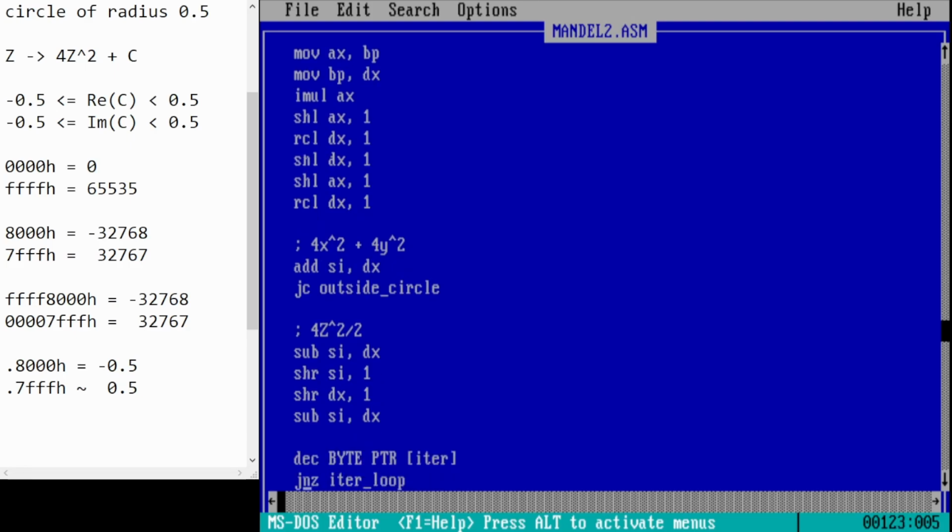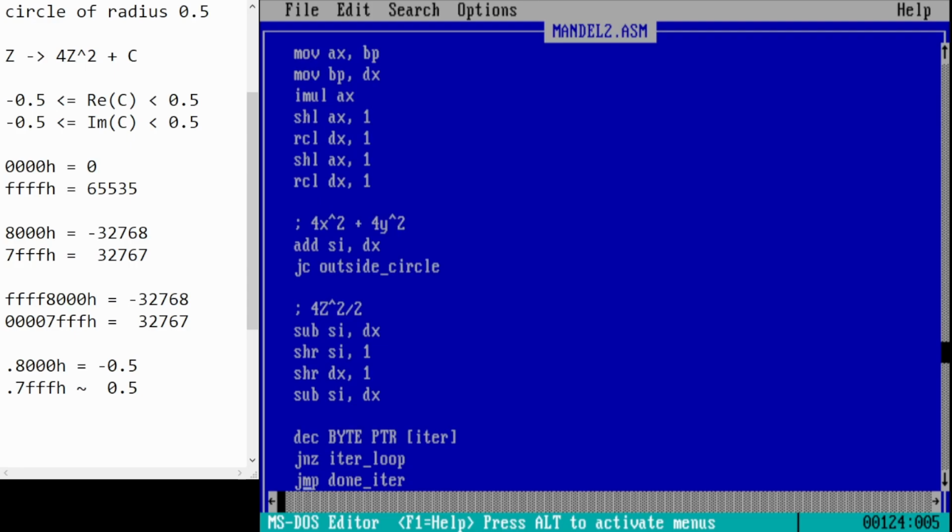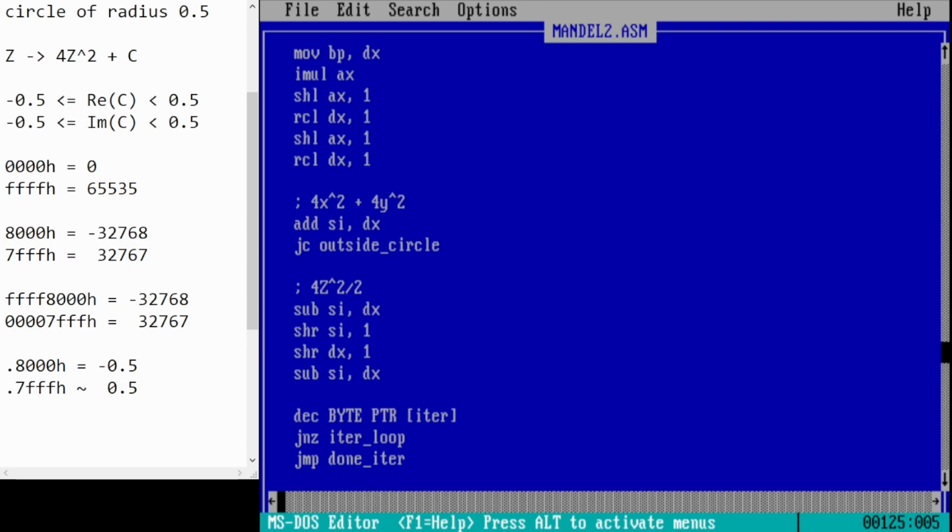So now I've actually computed the real and imaginary parts ready for the next go around, and they're actually in the right registers as well. So I decrement my iteration counter, and if we're not at 0 yet, then I go back to the start of my loop for the next iteration. So that's what this jump if not 0 is about. If this decrement didn't set iter to 0, then it will jump back to the start of the loop.